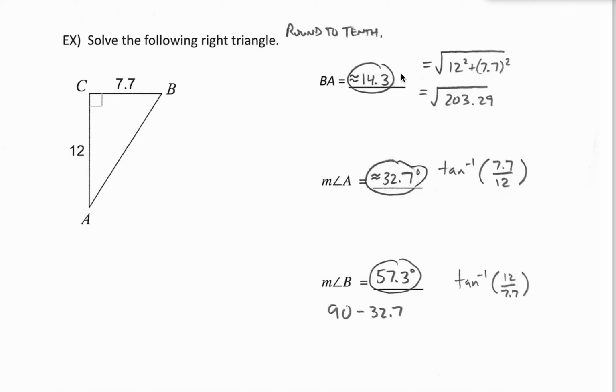Or if we're confident in our Pythagorean theorem skills, we can jump straight to this step. The hypotenuse is always the square root of the sum of the squares of your two legs. 12 squared is 144, and 7.7 squared is some number. If we add those values of the squares first, and then square root, that side length is about 14.3 units long.